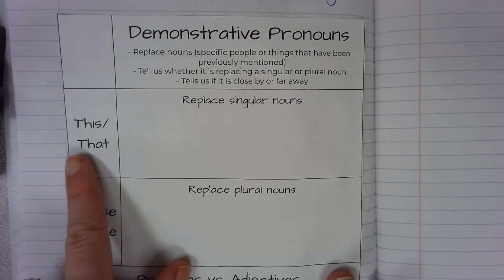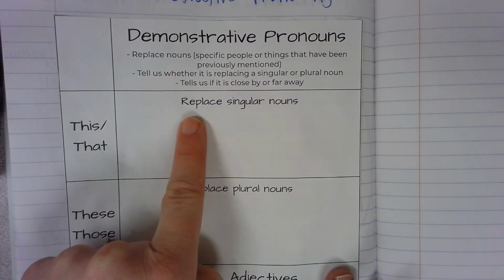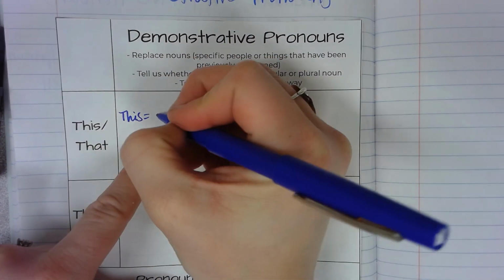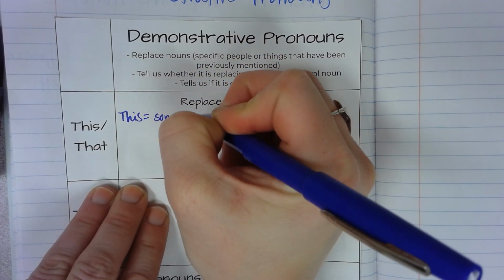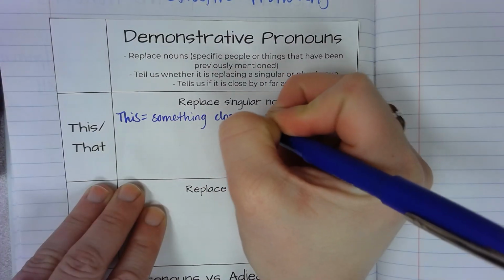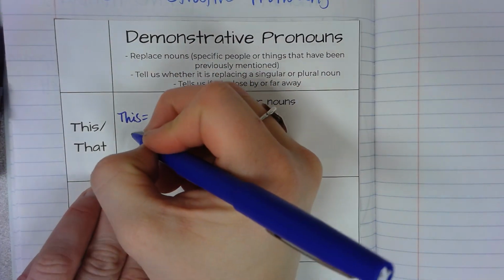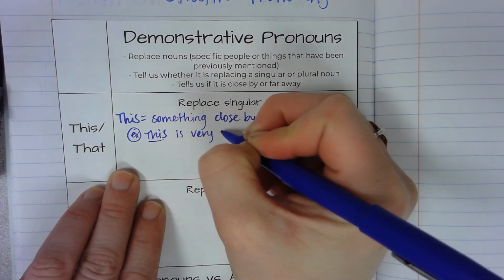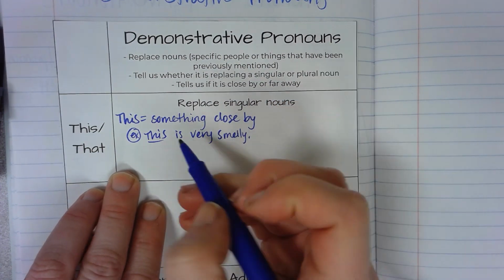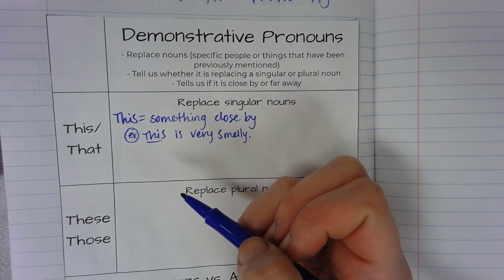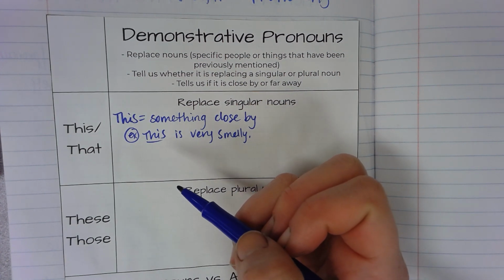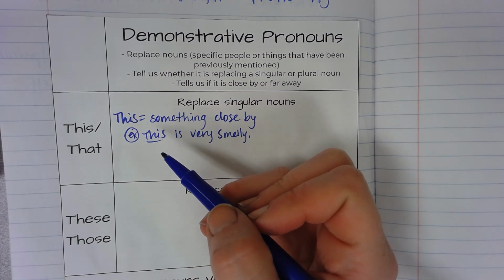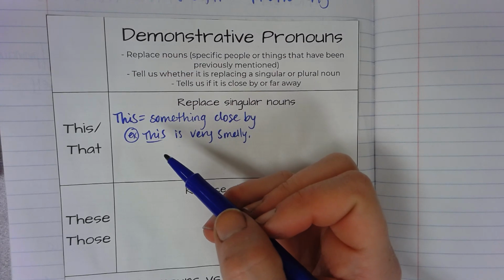So in the this and that box, this replaces singular nouns. This means something close by. I'll give you an example. This is very smelly. Now we don't know what is very smelly because the pronoun is replacing the noun of what is actually being talked about. But we do know that they're probably pointing to it saying this is very smelly. So it's probably close by.